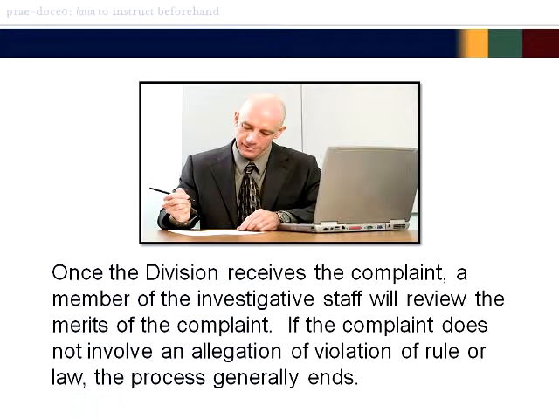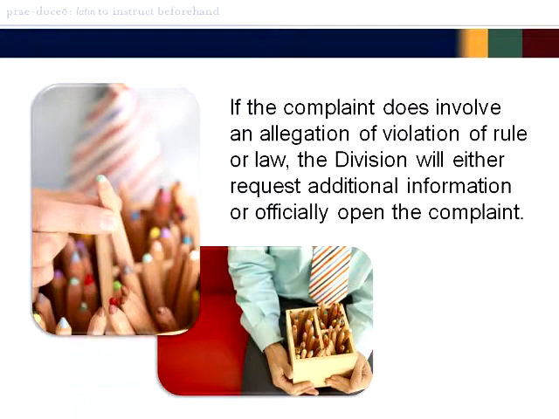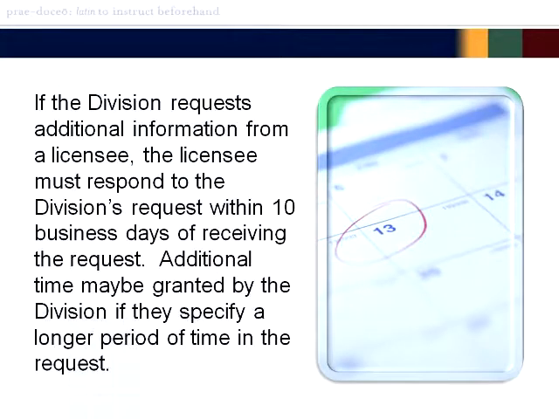Once the Division receives a complaint, a member of the investigative staff will review the merits of the complaint. If the complaint does not involve an allegation of violation of rule or law, the process generally ends. If the complaint does involve an allegation of violation of rule or law, the Division will either request additional information or officially open the complaint. If the Division requests additional information from a licensee, the licensee must respond to the Division's request within 10 business days of receiving the request. Additional time may be granted by the Division if they specify a longer period of time in the request.